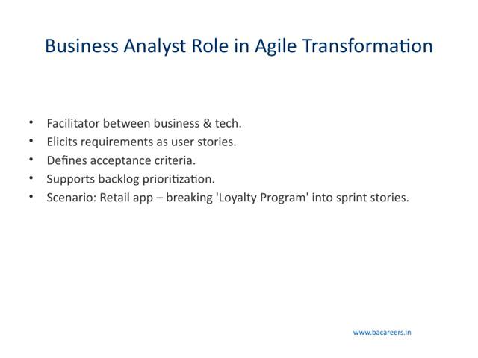They also support backlog prioritization, which is crucial in Agile. By helping decide what to work on next, they ensure that the team focuses on delivering the most valuable features first. To put this into context, imagine working on a retail app. A business analyst might break down the loyalty program into smaller, manageable stories for each sprint. This way, the team can deliver incremental value and continuously adapt based on feedback. In summary, the business analyst is vital in bridging the gap between business needs and technical execution, all while supporting an efficient and flexible Agile process.